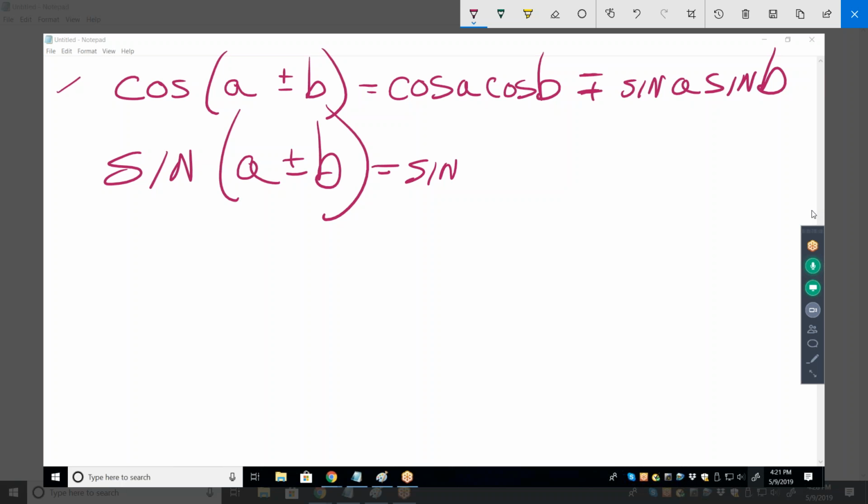So sine of A, cosine of B. And then plus or minus. There's only one thing the rest of it could be: cosine of A, sine of B. Let's keep a certain order to it. Sine of B, cosine of A. Yeah, that's the only thing it could be. Okay? And finally, the tangent.